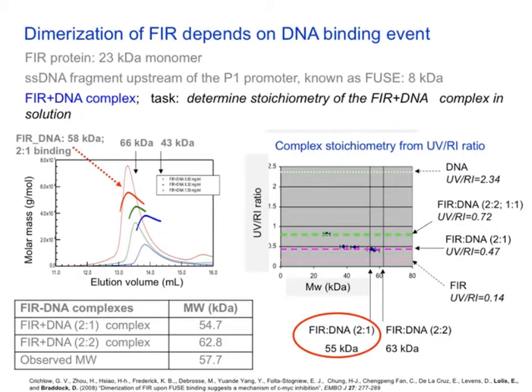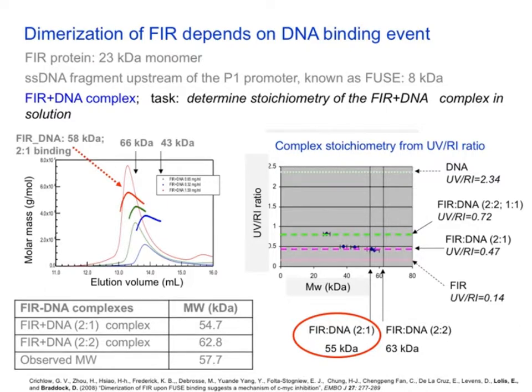Thus, combining the two pieces of information derived from SEC-MALS analysis, namely the molecular weight we measured and the UV to RI ratio we observed, we can with confidence say that the complex that FIR and DNA form is a dimer of FIR associated with a single piece of DNA.